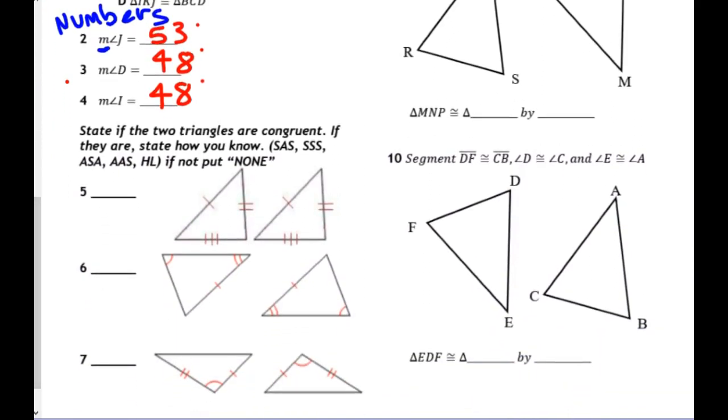Down here, all I got to do is state, is it SAS, SSS, ASA, AAS, or HL. Okay, remember, you cannot use SSA, you cannot use AAA. So looking at number 5, I see I've got three sides labeled. Side, side, side. So this is going to be SSS. Okay. On number 6, I have an angle, then I have an angle, and I have a non-included side. The side is not between them, so this is going to be angle, angle, side. AAS.